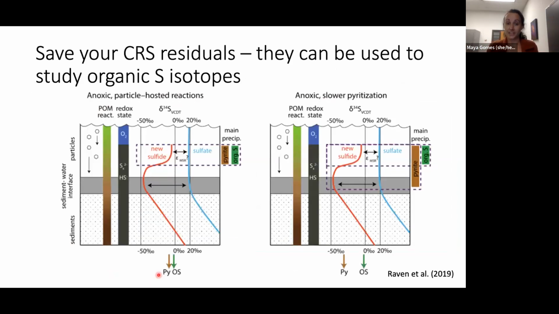I also want to say that you should save your CRS residuals. What is contained in the stuff that's left over is organic sulfur. There can also be marine barite in there, but you can screen for that. These organic sulfur isotopes can also provide extra information. I'm not going to go into it. There should be a whole other primer proxy about organic sulfur, but it can be useful to measure organic sulfur isotopes in combination with pyrite to extract paleoenvironmental information.